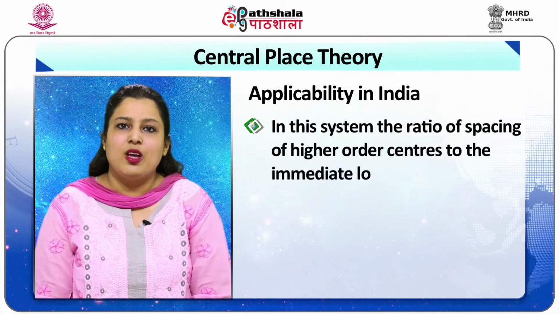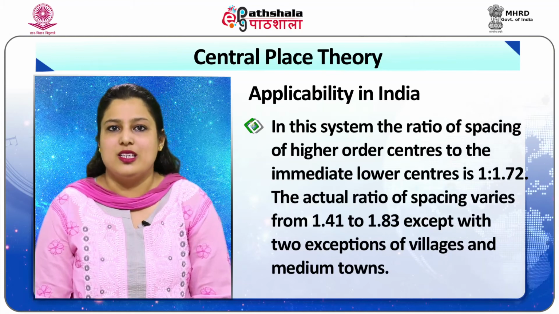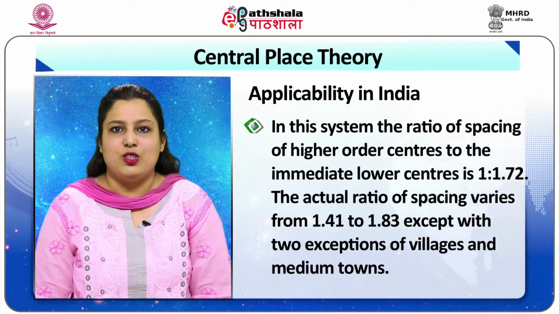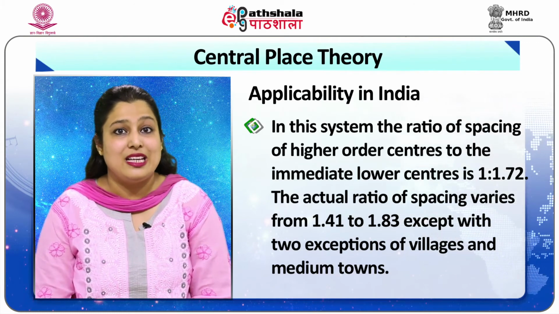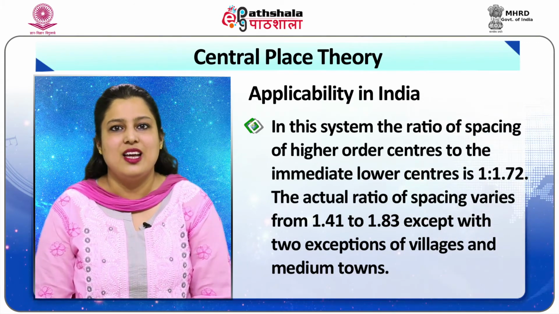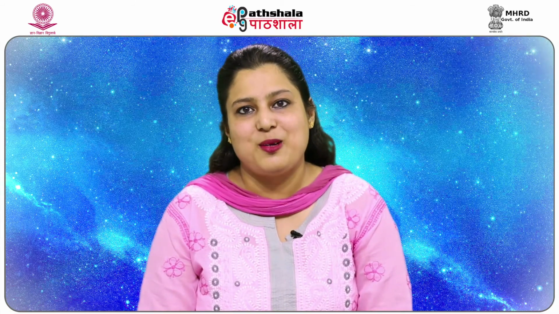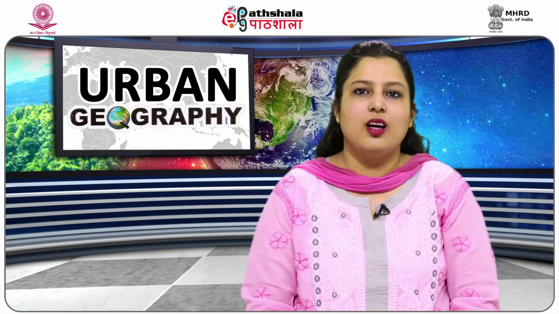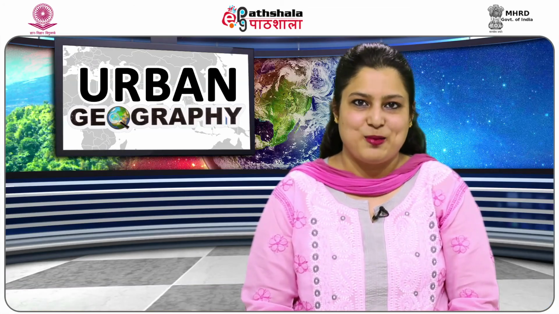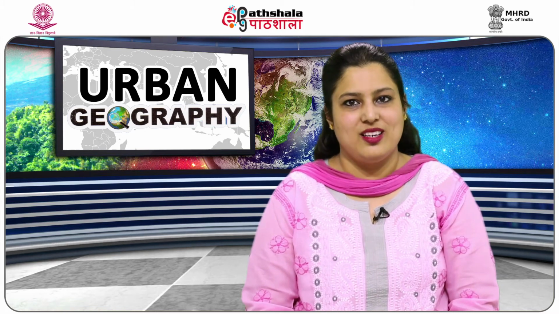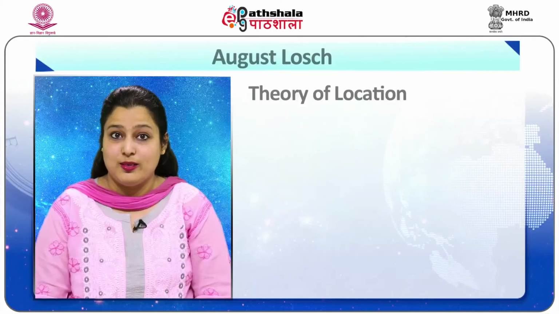In the system, the ratio of the spacing of higher order centers to the immediate lower centers is 1:1.72. The actual ratio of spacing varies from 1.41 to 1.83, except with the 2 exceptions of villages and medium towns. The major exceptions relate to the million cities, which are in fact primate cities. Therefore, it may not be correct to convincingly state that the central place systems apply to Indian conditions in totality. Also, on the other hand, it cannot be rejected completely as well.